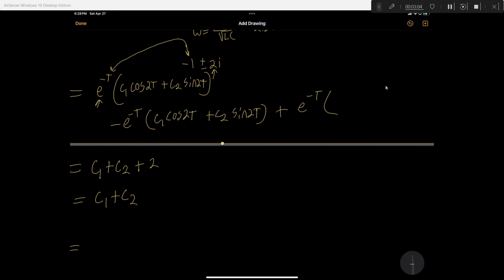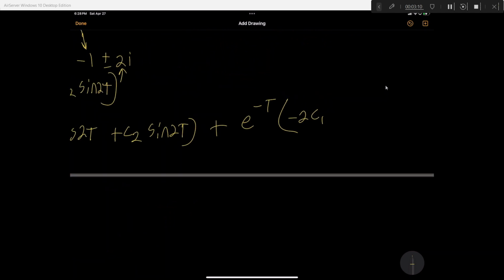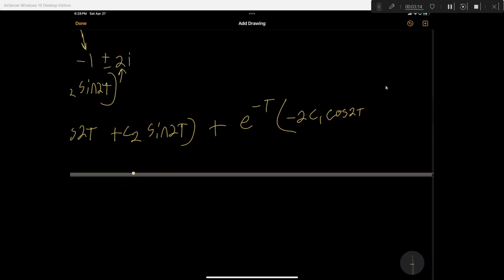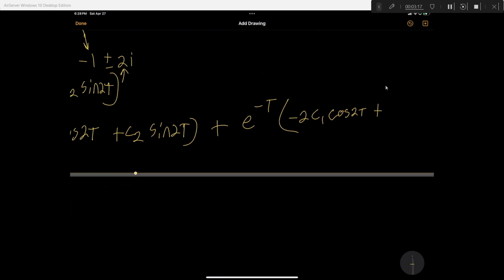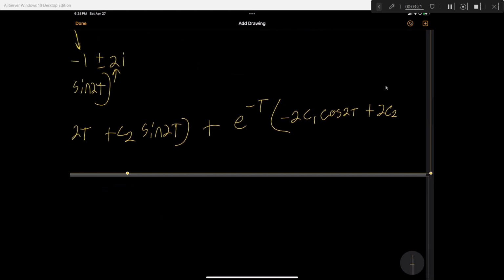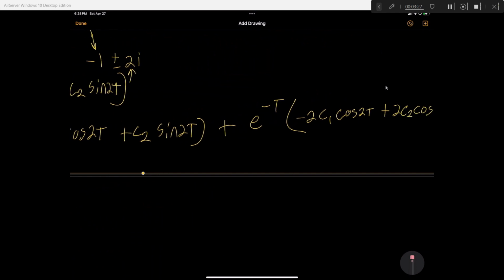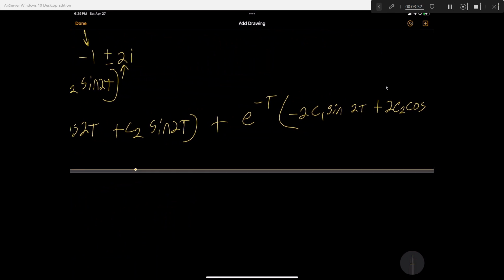The derivative of cosine is going to be negative 2c1 cosine of 2t, plus 2c2 cosine of, no, this becomes sine, my bad. Cosine of 2t, that's written pretty bad.